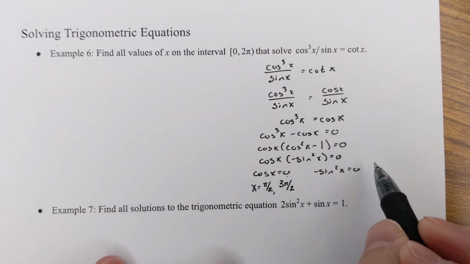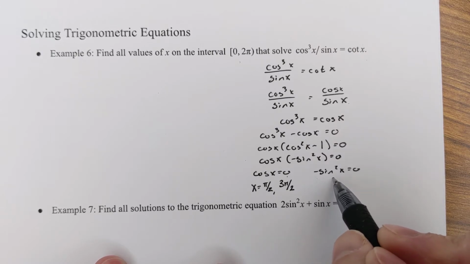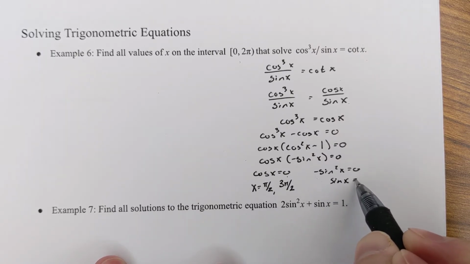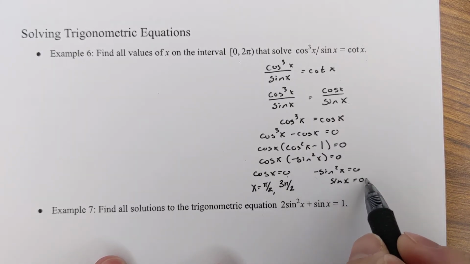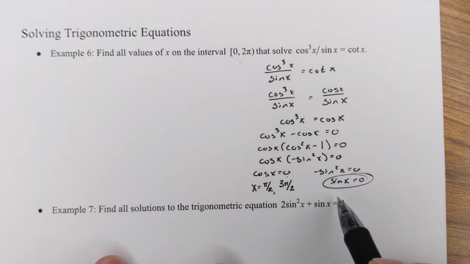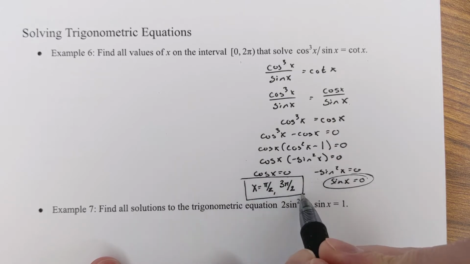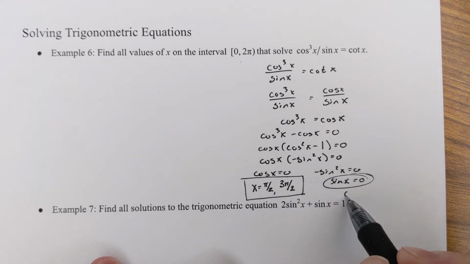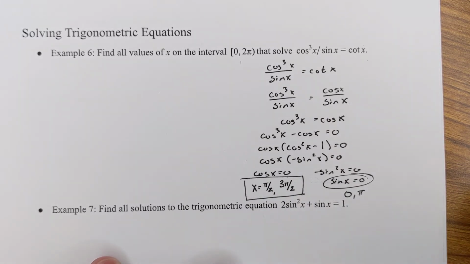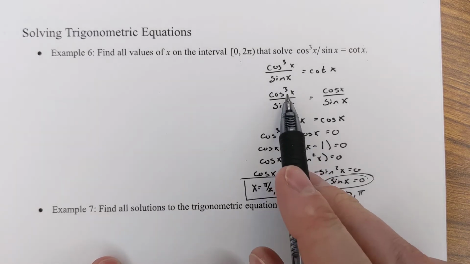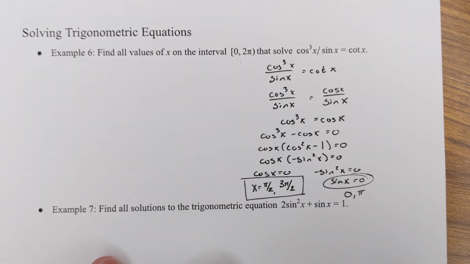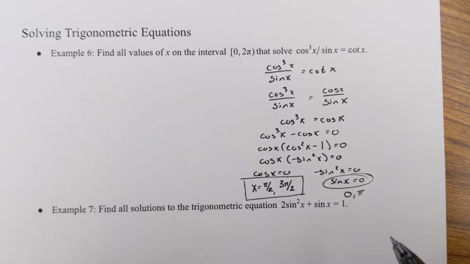Over here, I multiply by -1 and take the square root, so I'm looking at sine x equal to 0. The problem is I can't use this, because if sine x is 0, the original problem doesn't work. So these two are the only values that work. If you solve this, you'll get 0 and pi, but if you check your answers, 0 and pi do not work in this equation, because they force you to divide by 0. So they are extraneous solutions.